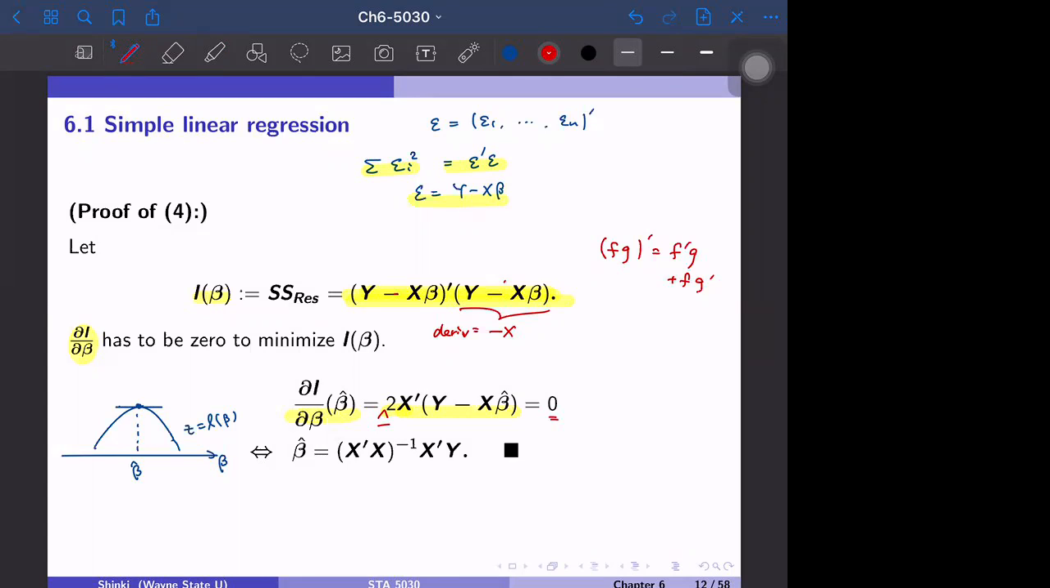If we solve this for beta hat, we can just move the x prime x beta term to the other side. Then we multiply x transpose x inverse from the left-hand side, and we get beta hat equal to this. This way we can prove that beta hat is x transpose x inverse times x transpose y. This is a very important formula, so memorize it.